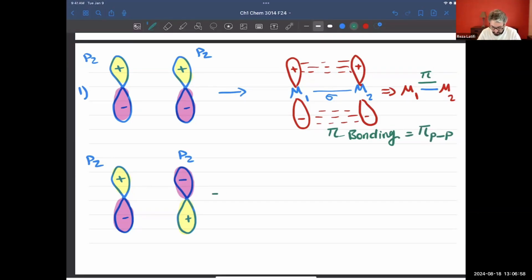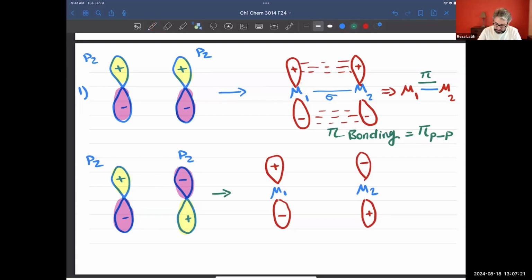Okay, another case. M1 and M2. I have a positive sign here, negative sign there. This one will be negative, and here I have positive. So let's see, do I see any node between them? Clearly there is a node. And where is the node? The node is here. So we have a node there, because the sign is turning from positive to negative. So again, here.